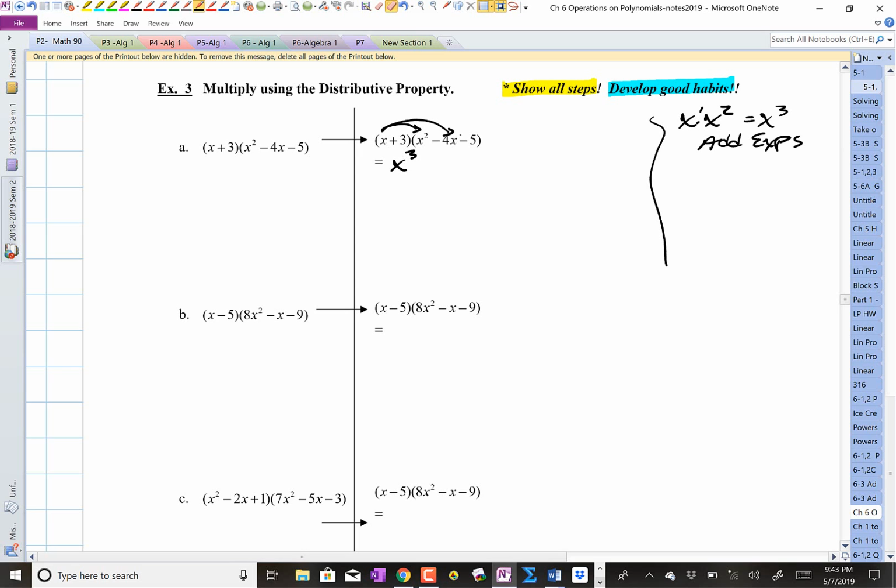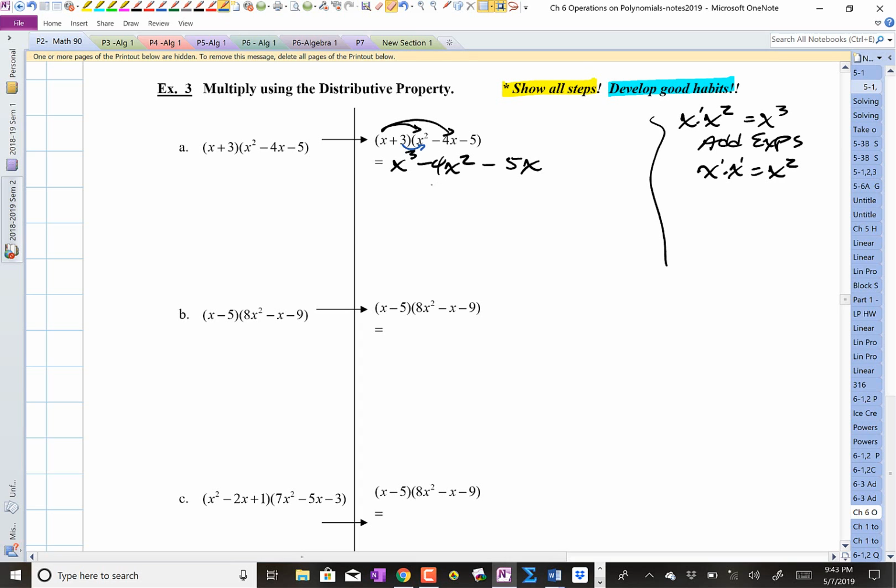Okay, x times minus 4x is minus 4x squared. Why? Because x times x is x squared, using the properties of exponents, because 1 plus 1 is 2. All right, and then minus again, x times 5 is 5x. So I distribute through the x 3 times because there's a trinomial here. And now I distribute through the 3.